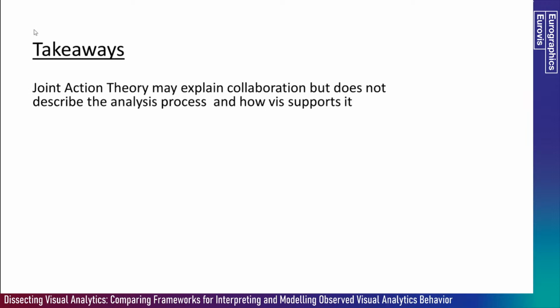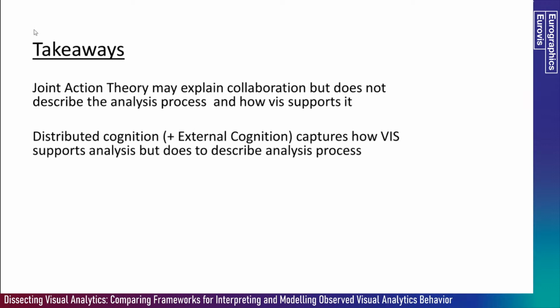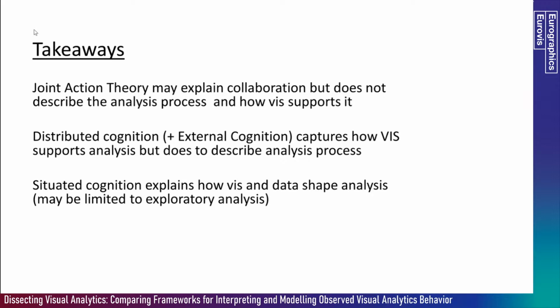So, our takeaway on these three frameworks and their use in Viz. Joint action theory may explain aspects of collaboration, but does not offer much for describing the analysis process and how Viz supports it. Distributed cognition, especially with a focus on external cognition, captures how Viz and systems support users, but doesn't help with describing the analysis process. Situated cognition explains how analysis, at least exploratory analysis, gets shaped by goals, data, and tools.